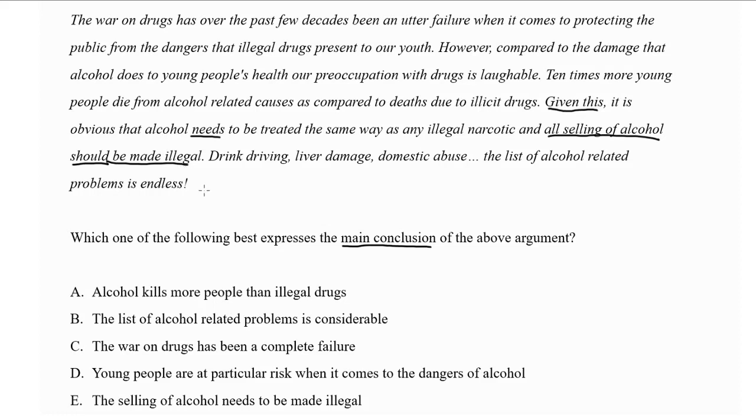Let's match that to one of the options. A. Alcohol kills more people than illegal drugs. No. B. The list of alcohol-related problems is considerable. No. C. The war on drugs has been a complete failure. No, that's definitely not the conclusion. D. Young people are at particular risk when it comes to the dangers of alcohol. No. E. The selling of alcohol needs to be made illegal. Yes, that's exactly what the conclusion is, and that's why it's so helpful to underline it. So the answer is E.